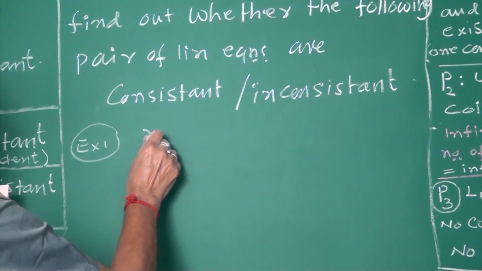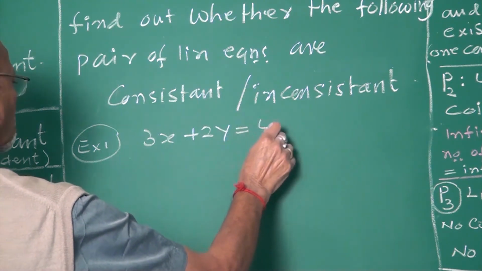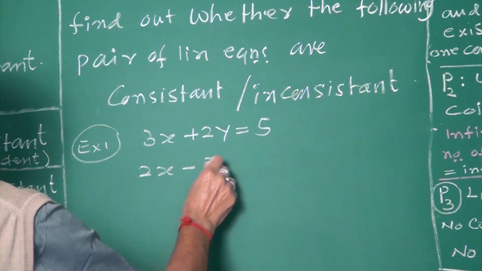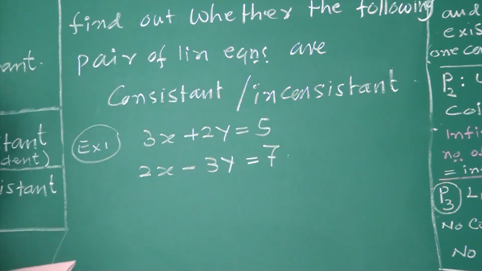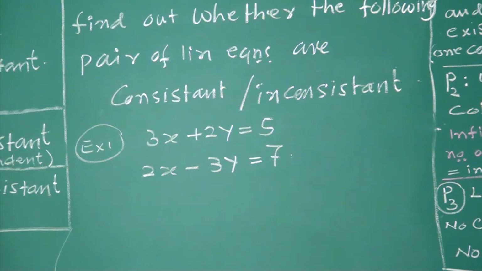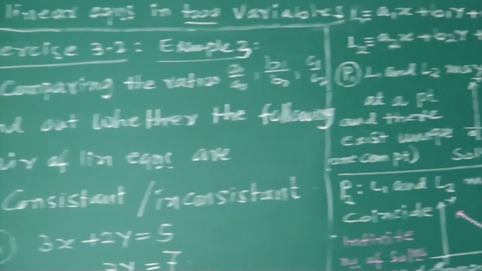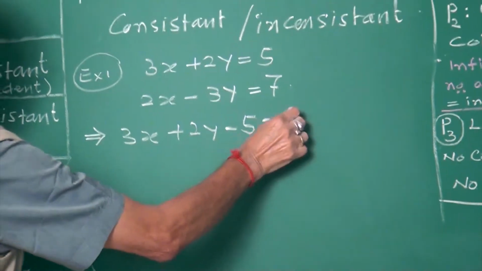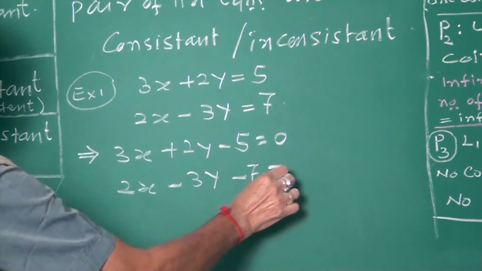The given equations are 3x plus 2y equal to 5, and 2x minus 3y equal to 7. What is the first thing, my friends? First thing, you must write it in the standard form. Yes. These are written as 3x plus 2y minus 5 equal to 0, and 2x minus 3y minus 7 equal to 0.